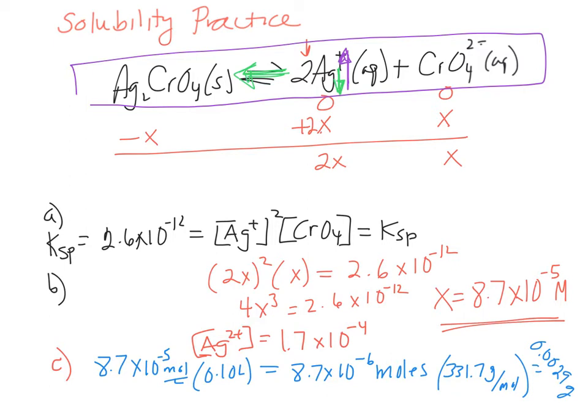So to answer question D, assuming no volume change, does the chromate ion concentration increase, decrease, or remain the same? If we're shifting left, then both of our products have to go down. So the answer to part D is that the chromate ions will go down. It will decrease.